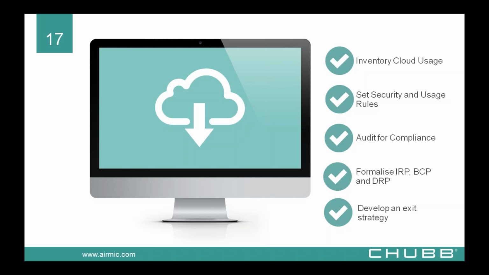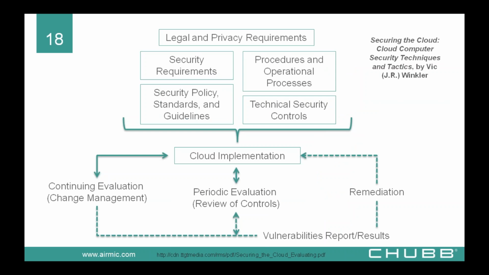Now to close, I'm going to leave you with a few checklists and a few processes here that you can hopefully print out, take home with you, and use in your everyday work. The first one you'll see is from a textbook on the cloud, and I think it's a pretty simple way to look at it. You'll see a lot of words there that risk managers are familiar with. Legal and privacy, for instance, procedural and operational process, security policies, standards, and guidelines. These are all things that risk managers can find common ground on with IT.